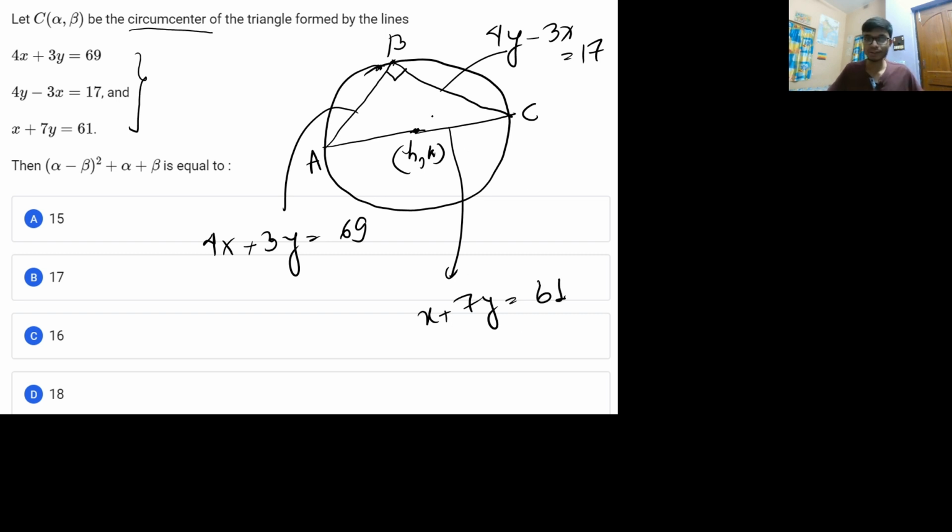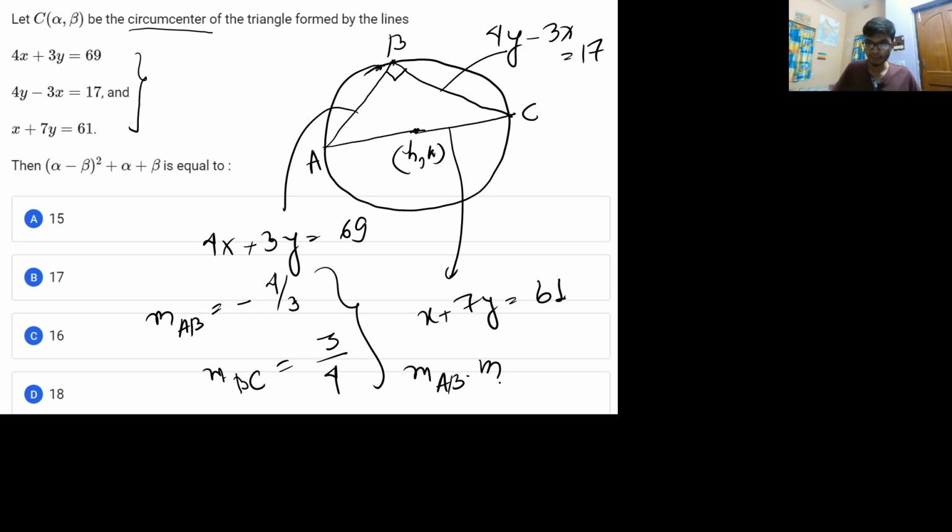Now, by observation, if I find the slope of line AB, I get minus 4 by 3. Similarly, if I solve for the slope of line BC, I get 3 by 4. From here, I can see that the product of the slopes of line AB and line BC is equal to minus 1.